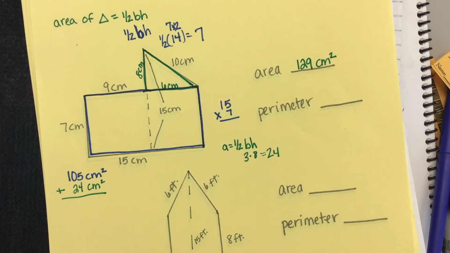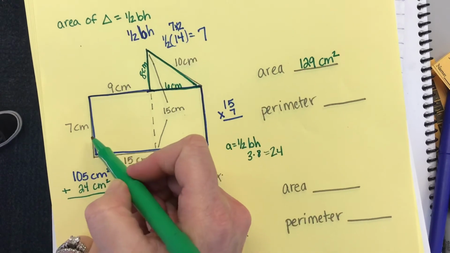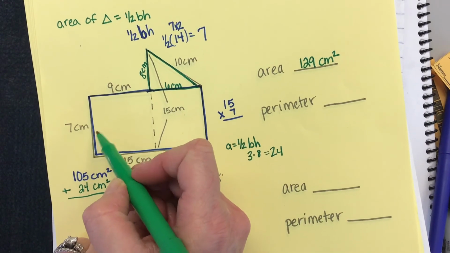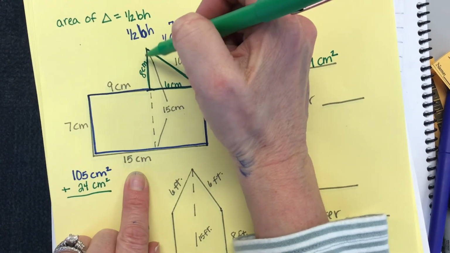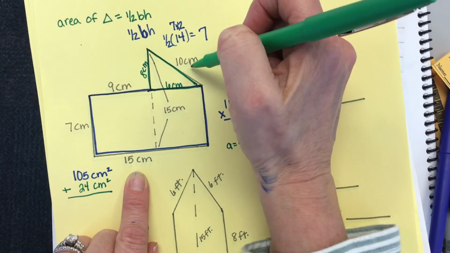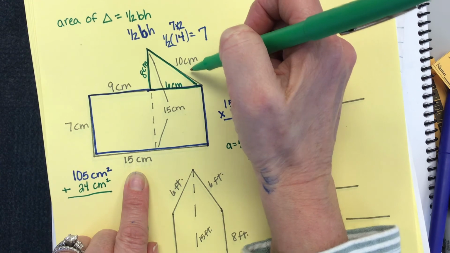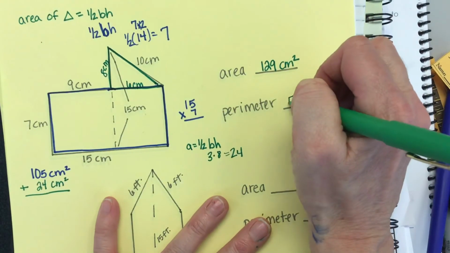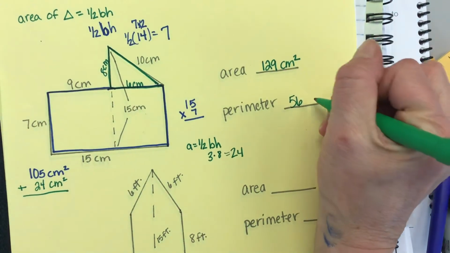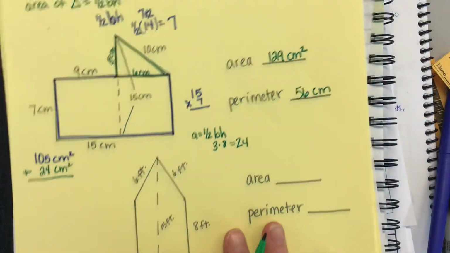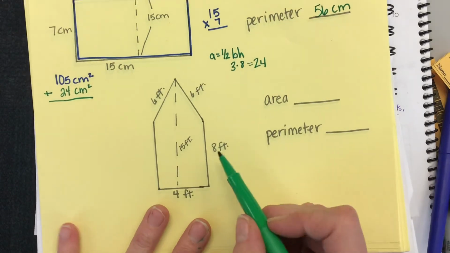Every hand should be up. We're just adding a few numbers. Dane, what'd you get? 56. Okay, we have 15 plus 7, which is 22, plus 9, which is 31, plus 8, which is 39, plus 10, which is 49, plus 7, which is 56, and what's your unit? Centimeters. Okay, there's one more here on the bottom.